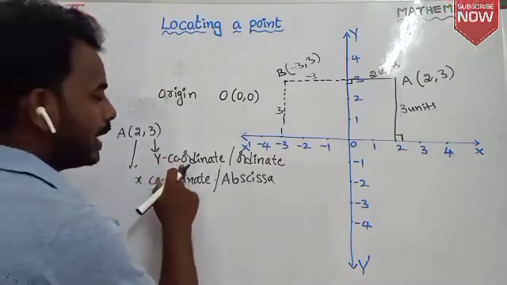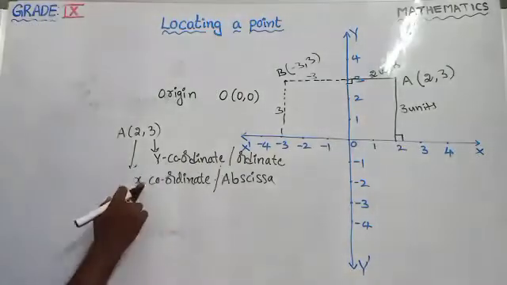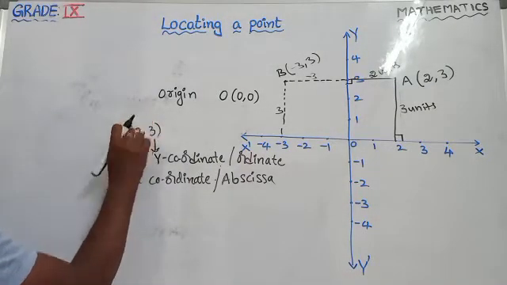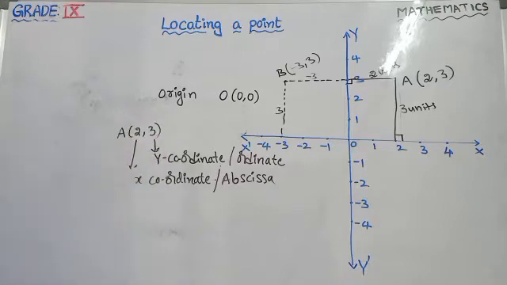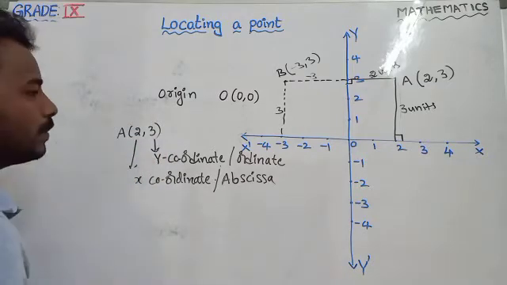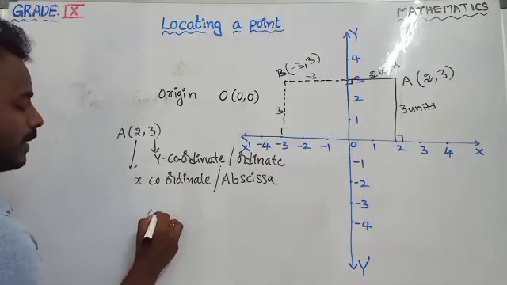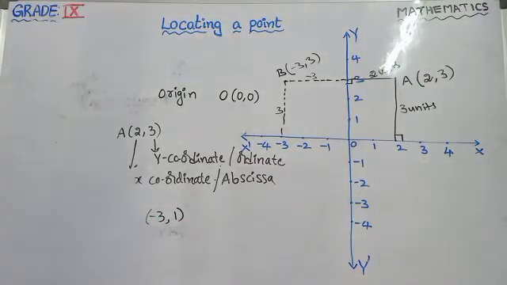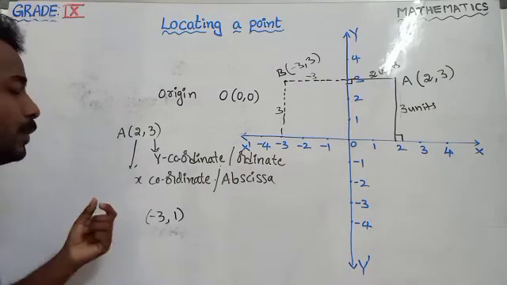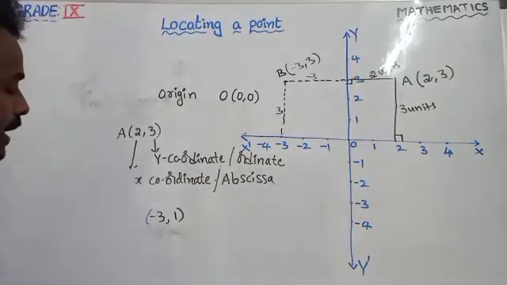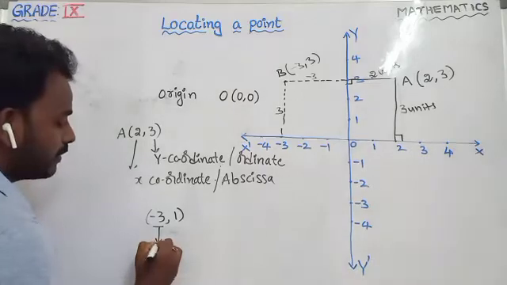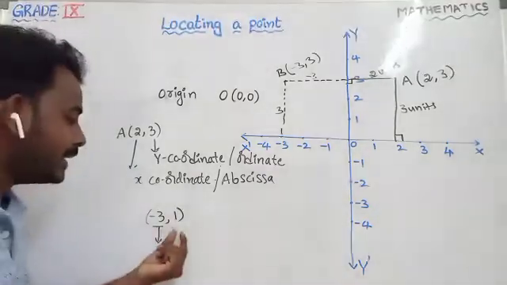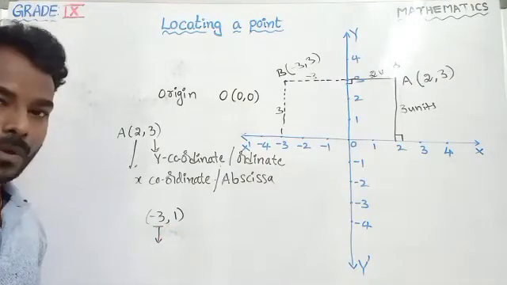Okay, y coordinate is the distance from the x axis, and x coordinate is the distance from the y axis. So this is the x coordinate and this is the y coordinate. Now look at how to locate a point. For example, if you have -3 comma 1, how do you locate a point on the xy plane? You consider -3 first. What is -3? -3 is the x coordinate, and 1 is the y coordinate.